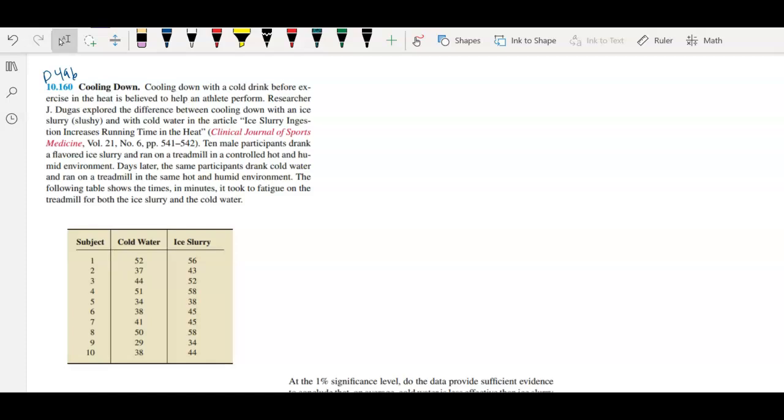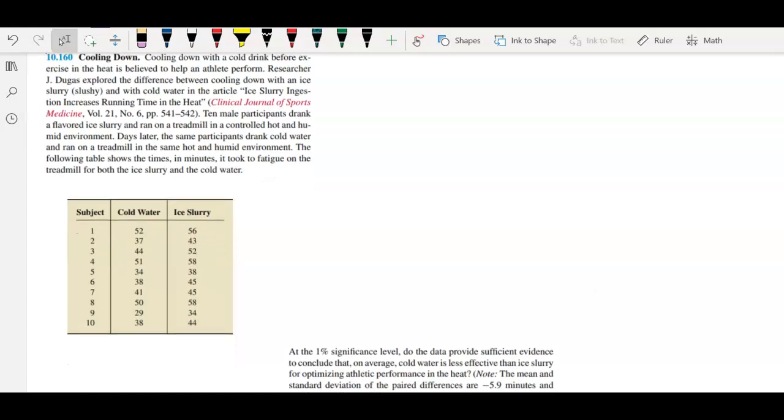So subject 1 took 52 minutes to fatigue with cold water, but it took 56 minutes with the ice slurry. All right, so subject 2 was 37 and 43. So you can kind of see it does appear that they are going a longer time. But again, like any other statistical analysis, does our data provide sufficient information? Is it enough to reach the conclusion we want to state?